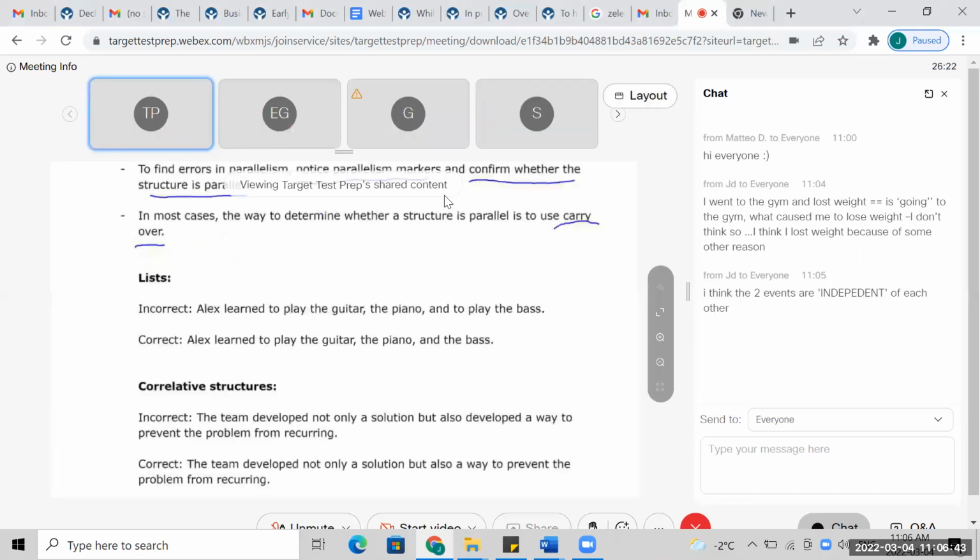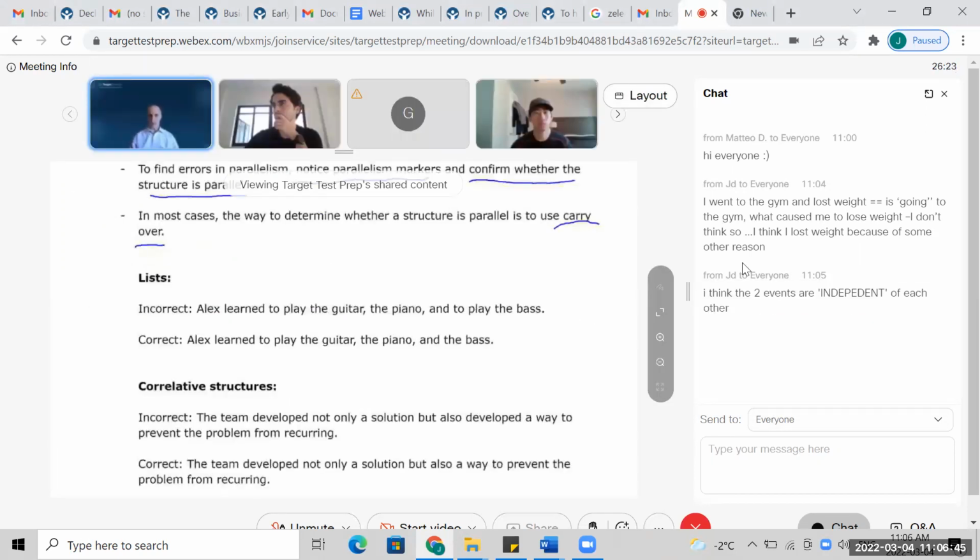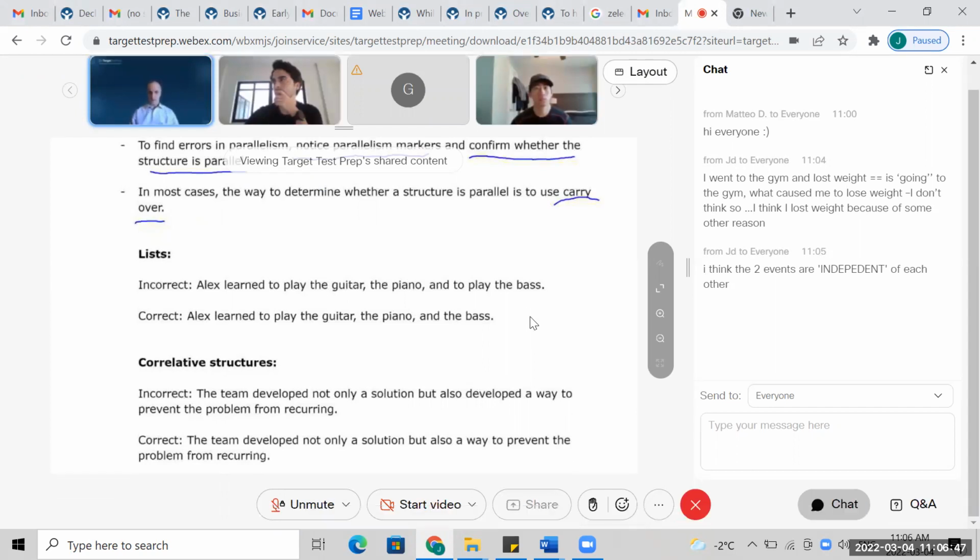Someone's asking a question here. I went to the gym and lost weight. He's asking me for some details about this sentence. Well, what is it? Went and lost is a list. It's a 2-item list. So that's a parallelism marker when we see a list. And we always have in a list a coordinating conjunction like and. Okay, cool.